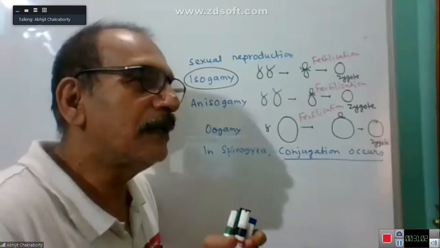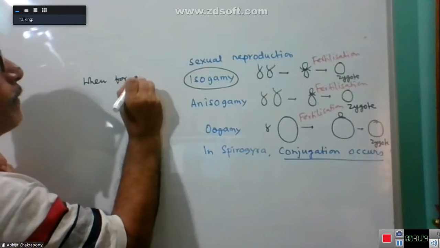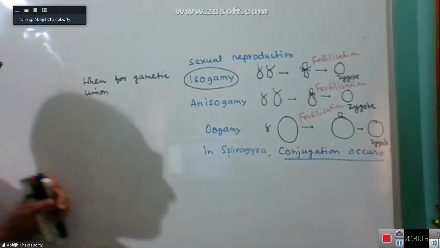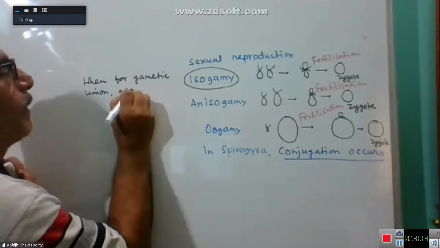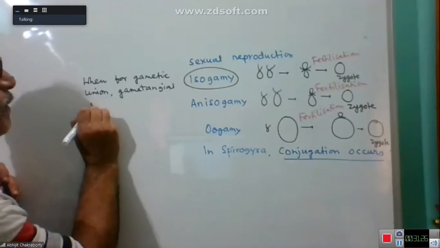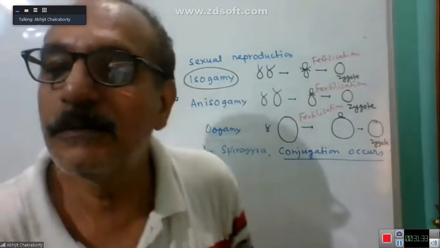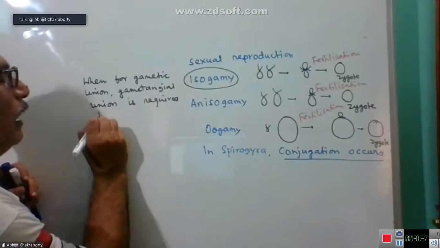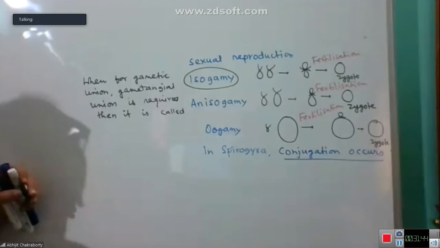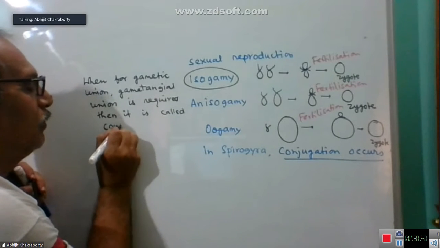When, for gametic union, gametangial union is required, then it is called conjugation.